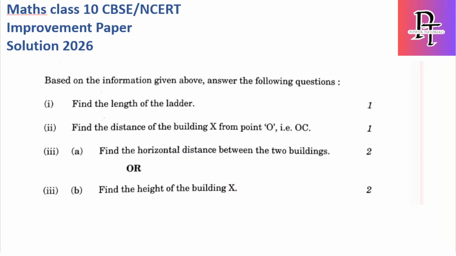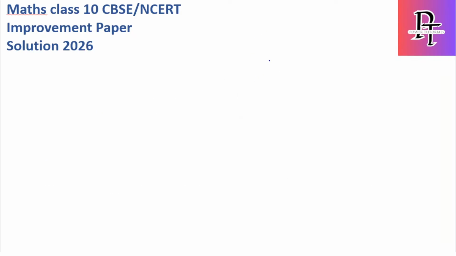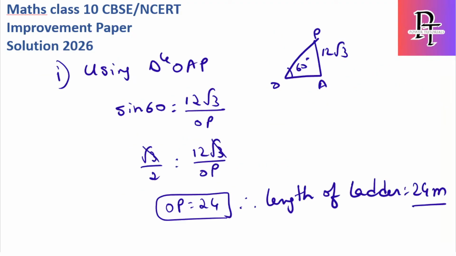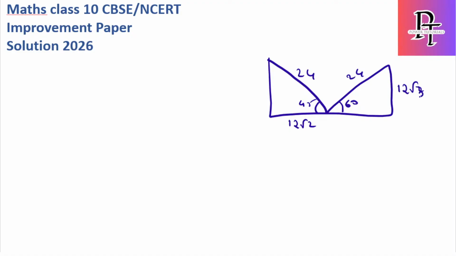What about the third one? For the third we have options, so we'll solve one by one. Let's solve A first. Find the horizontal distance between the two buildings. So now we'll draw the full diagram here. This is 45. This is 60. Length we got 24. This is 12 root 2. This is also 24 now, and the below is 12 root 2. Root 3 here.